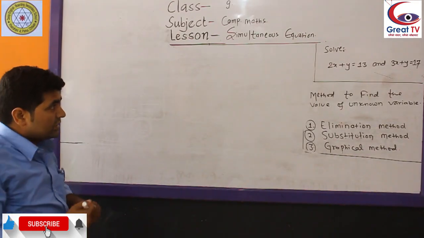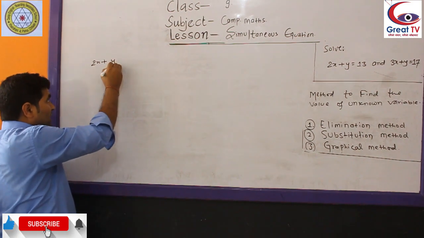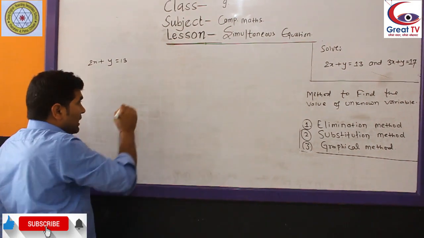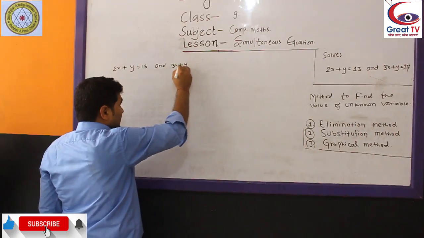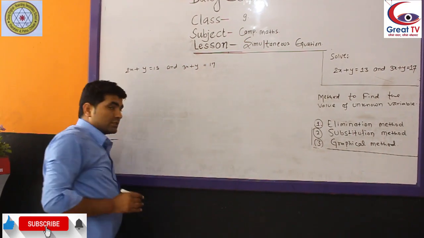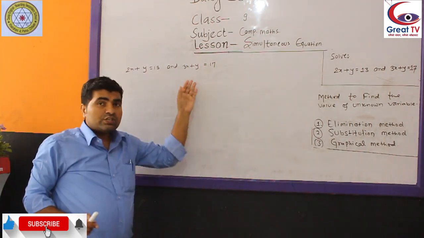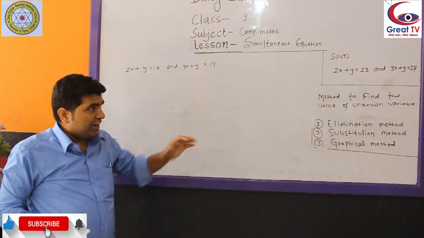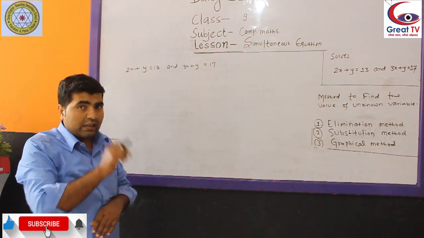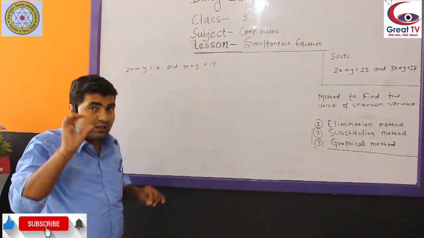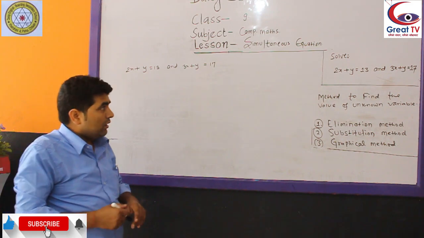Okay, let's see the equations. 2x plus y equal to 13, and the second equation 3x plus y equal to 17. First of all, what types of equations are there? Those two equations are linear equations with two variables. Already given, these two equations are simultaneous equations, so we can find the possible pair of solution.